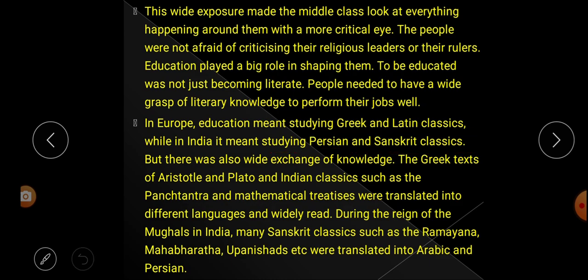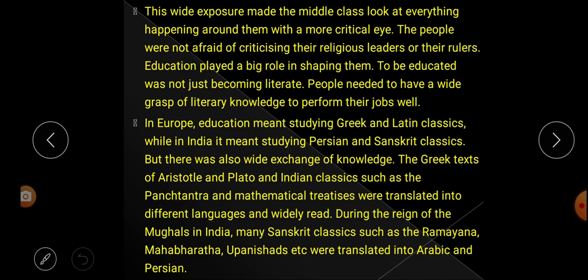But there was also wide exchange of knowledge. In Central Asia, what happened? There was wide exchange of knowledge. The Greek texts of Aristotle and Plato, and Indian classics such as the Panchatantra and mathematical treatises were translated into different languages and widely read. We know that all these things were translated into different languages.